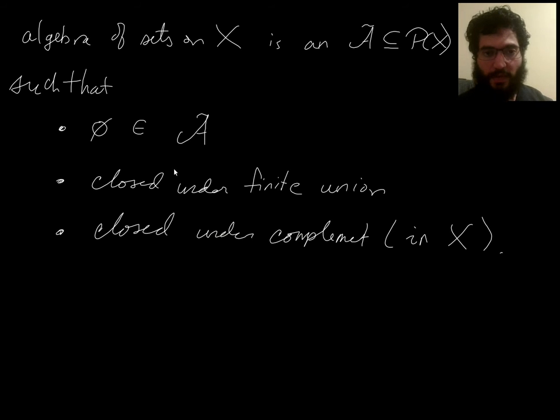It also turns out that when you do this, they're automatically closed under finite intersection, because when you take complements of unions, you get intersections, and it's closed under complements.